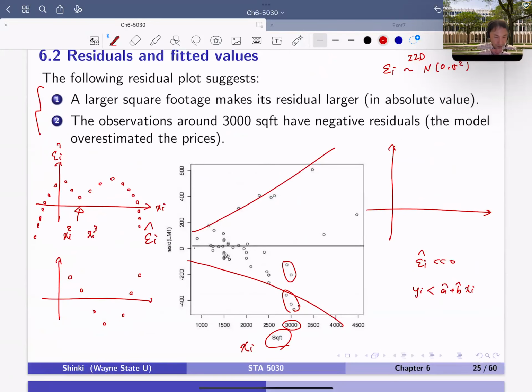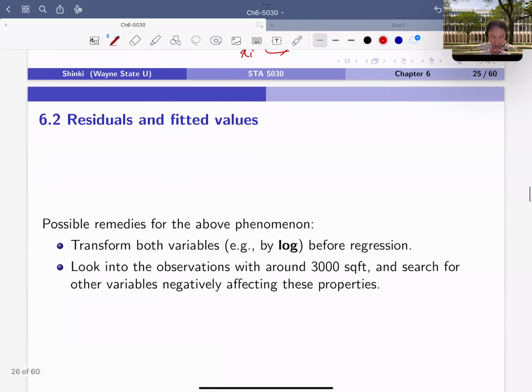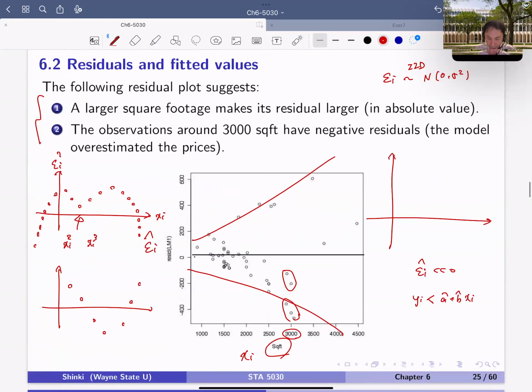And how to solve these problems? That is a question. And possible remedies is at first to transform both variables before regression. Sometimes we have to transform just x, just y. So, the variation is larger when the size of x is large. So that means the y values are much larger when x value is larger. The variation in y is much larger when x value is large.